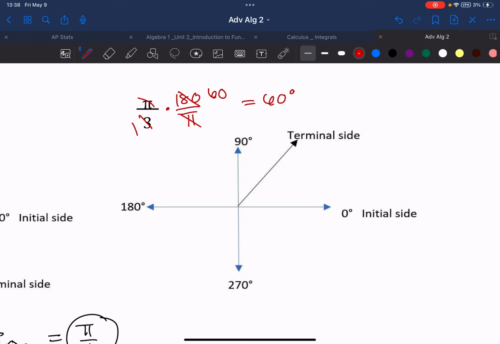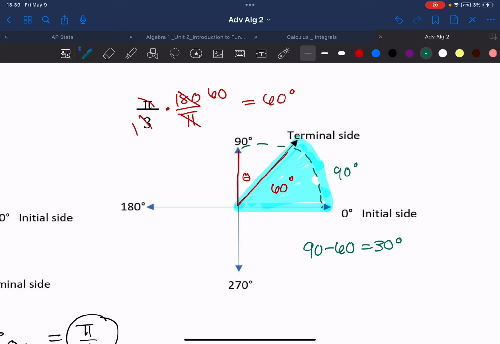So I start at my initial side, and this is going to go all the way up until I hit my terminal side here. That means this entire shaded region is 60 degrees. And I need to find this region right here that's separating the terminal side from the y-axis, so this angle here. I know that this entire side here is 90 degrees. So I can just take 90 minus 60 and I get 30 degrees.